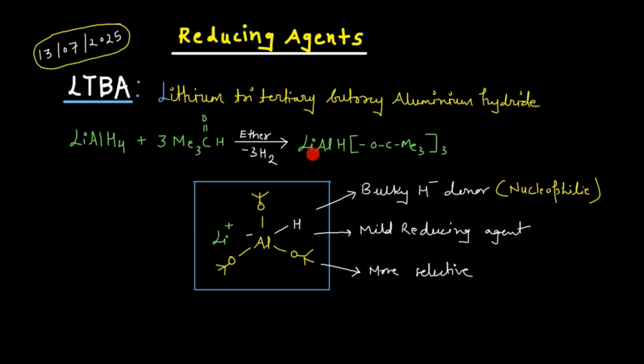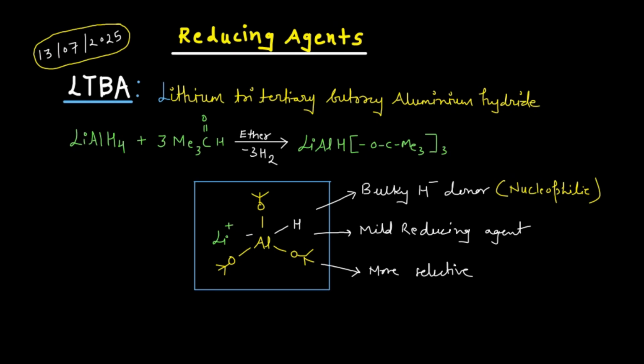And the second reason is that you can see the size of this reducing agent. Compare it with your lithium aluminium hydride, and you will find it is very bulky in nature, right? So due to its bulkiness and the presence of only one hydrogen, it is a very mild reducing agent. And since it is a very mild reducing reagent, it is very selective.